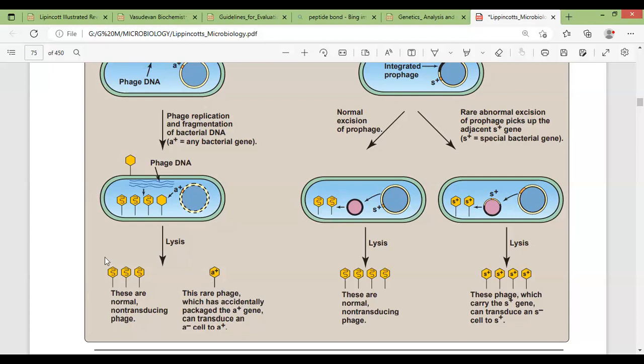Now you can see all of these phages, these are normal. These ones, once they go to another cell, nothing happens, right? These are normal. But this bacteriophage with this A plus, once it goes to another cell which does not have the A plus, and it releases its DNA, it will also release this A plus gene. This A plus gene will go into the bacteria and be incorporated onto its normal gene. And now the bacteria will also have that A plus gene.